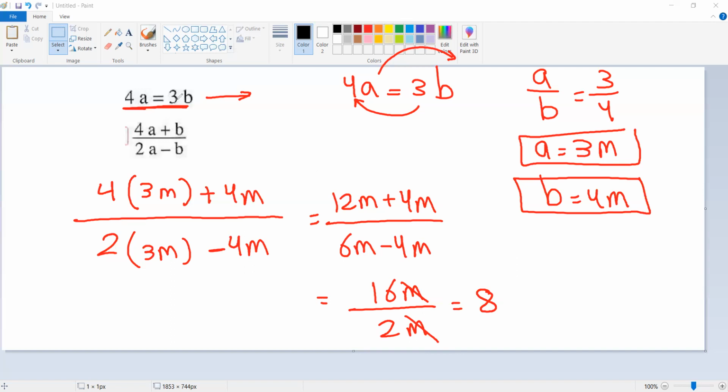So if I said to you to find A over B, remember it's 3 over 4. And if A over B was equal to 3 over 4, that means that A is not 3, A is 3M, and B is not 4, it's 4M.